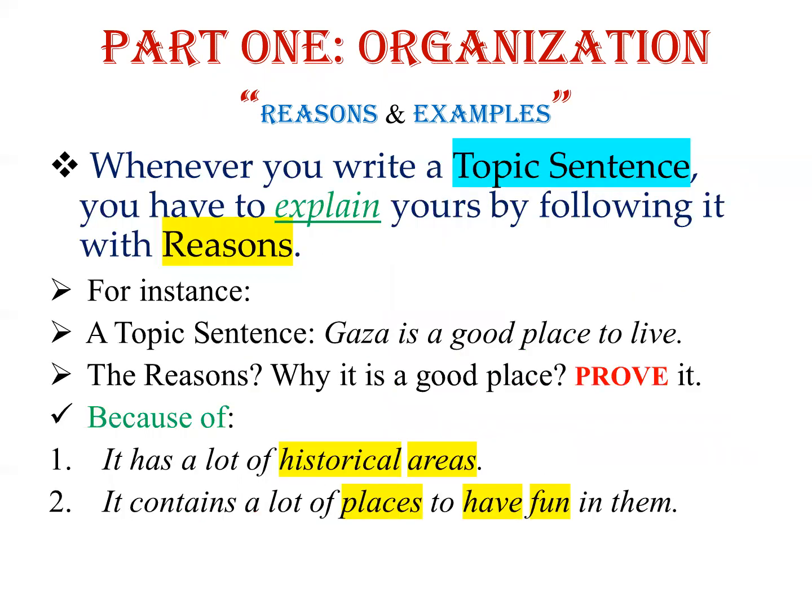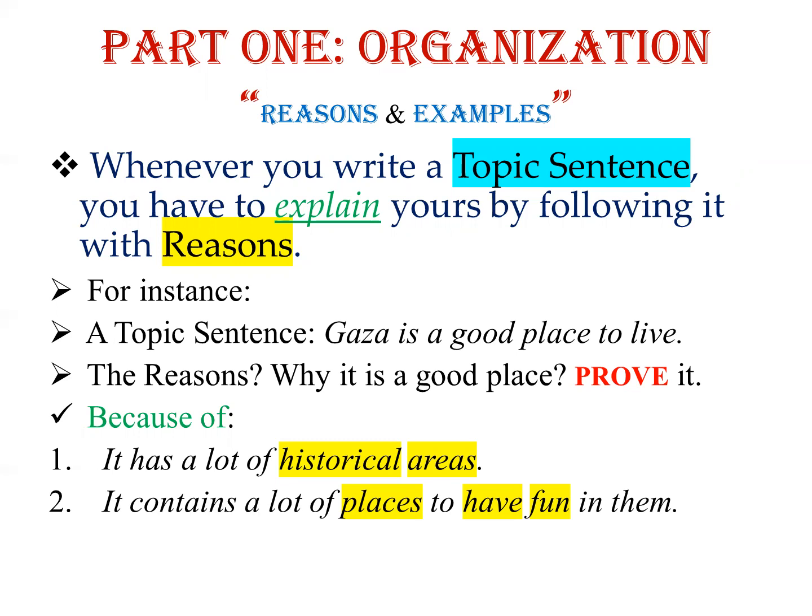Whenever you write a topic sentence, you have to explain your topic sentence by following it with reasons. And this is really clear. For instance, a topic sentence: Gaza is a good place to live. Okay, right now I'll be giving reasons. I'll be proving why Gaza is a good place to live. Prove it to me. The reasons why it is a good place. Because it has a lot of historical areas. It contains a lot of places to have fun in. So these are my two reasons. The first reason is the historical places, the historical areas. The second reason is places to have fun in.